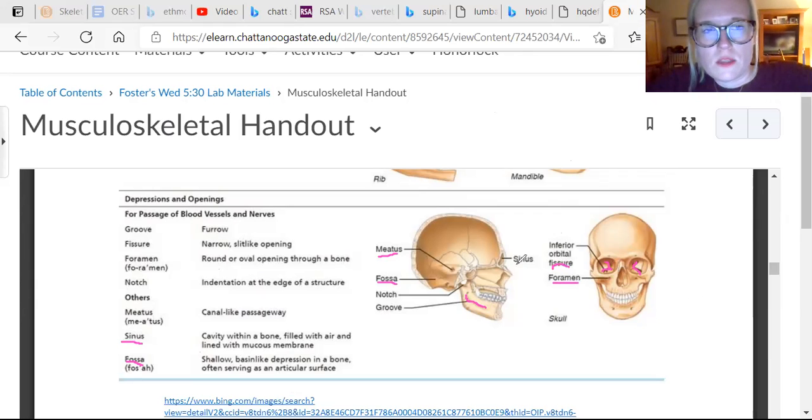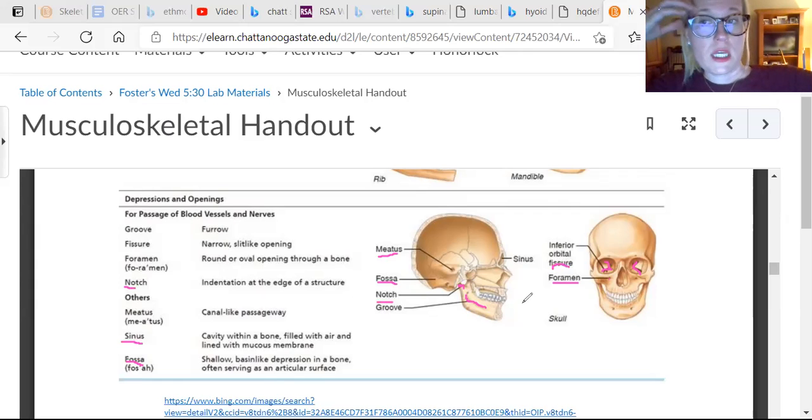Oh, notch, we haven't talked about a notch. Notch is an indentation or edge of a bone. It indents into the bone. This is an example of a notch, but it's not a great big picture where you can see the notch, okay? There are only a couple places where we have notches on our bones, okay?